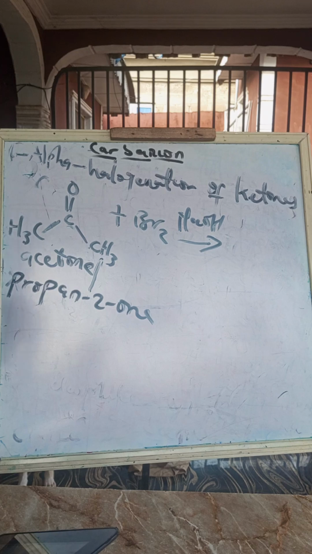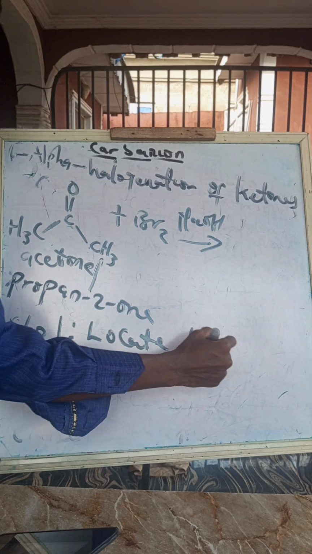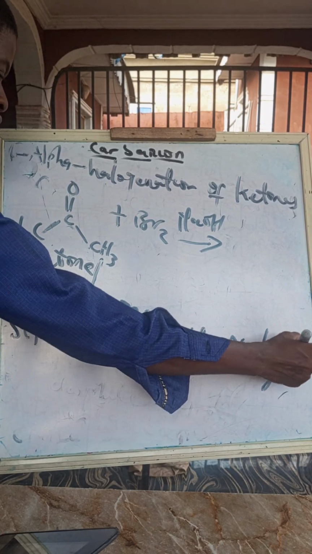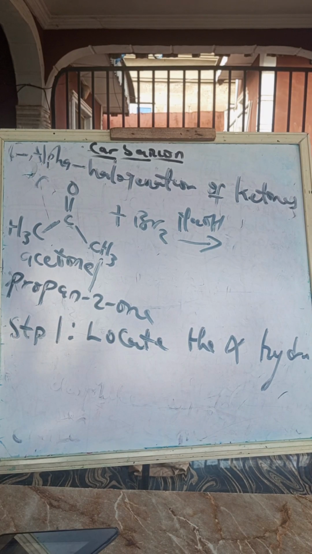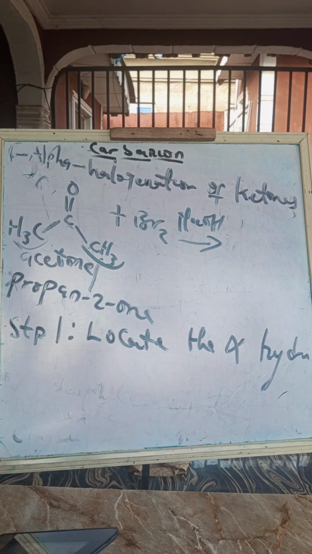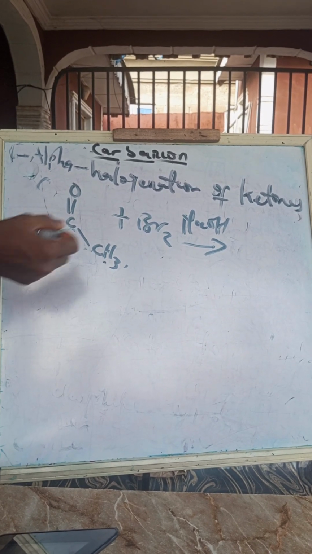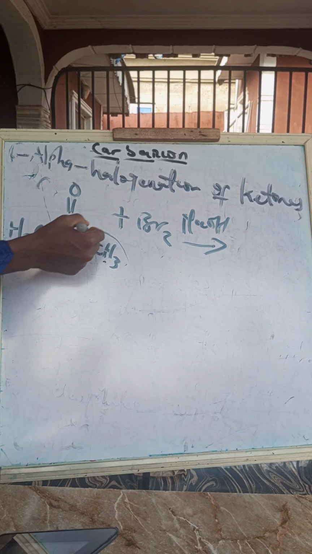Now, to generate the product in the alpha halogenation, step 1 is to locate the alpha hydrogen. In this scenario, since we have a balanced molecule, this can be the alpha hydrogen, or this can be the alpha hydrogen. Since it is balanced, both left and right, you can freely choose one between this and this. So we can start from here. It is a free choice in our reaction, but we can decide to start from here.